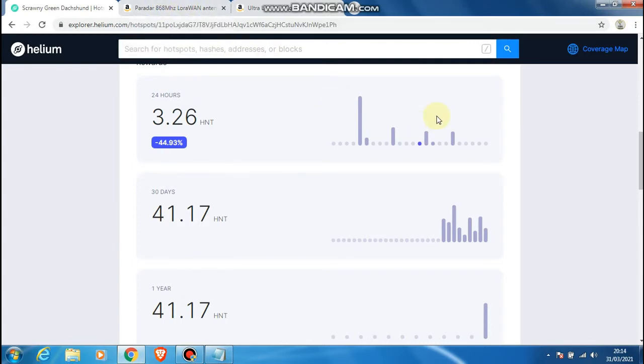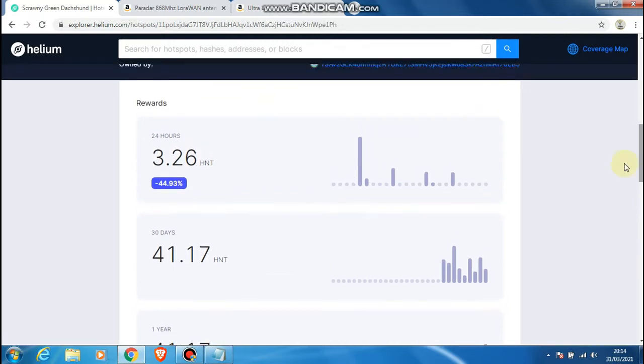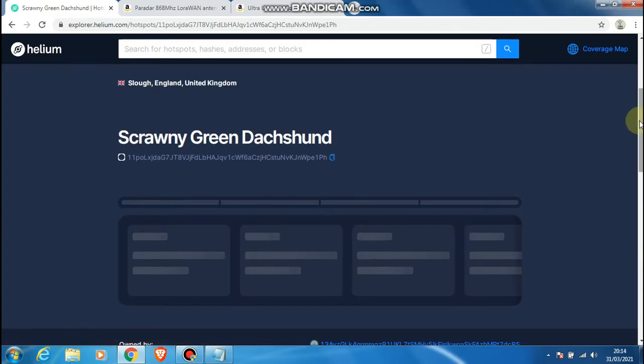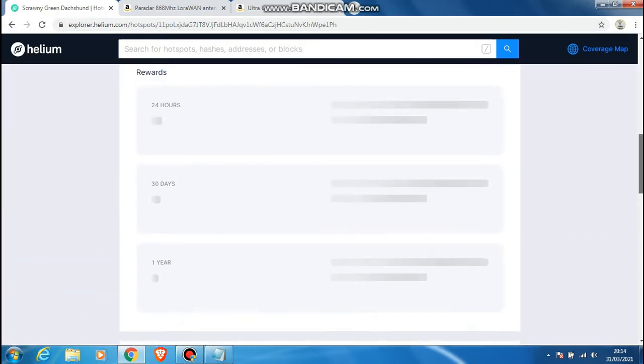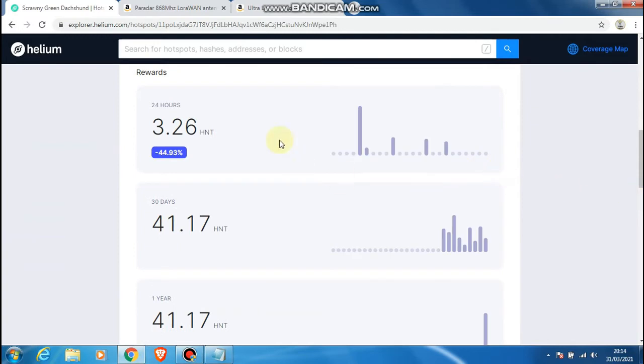Anyhow, moving on to the first thing, to share my results with you. In the last 24 hours, as you can see here, I have mined something along the lines of 3.26 HNT so far today. If I quickly refresh that and see if there have been any further transactions, nope, still the same. Compared to yesterday's performance, this is a fall of something like 44.93, so 45% less mining than yesterday.